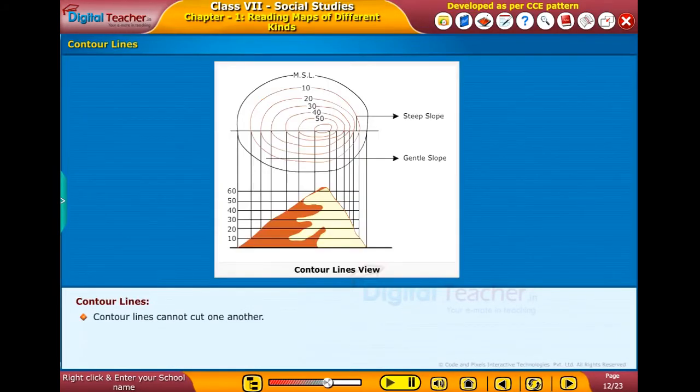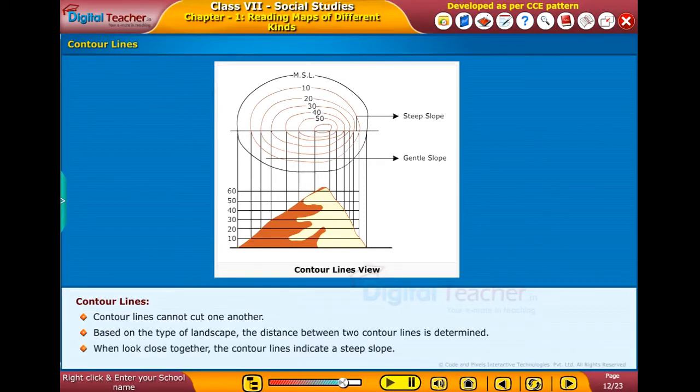Contour lines cannot cut one another. Based on the type of landscape, the distance between two contour lines is determined. When looked close together, the contour lines indicate a steep slope. When they are far from each other, the contour lines represent gentle slope.